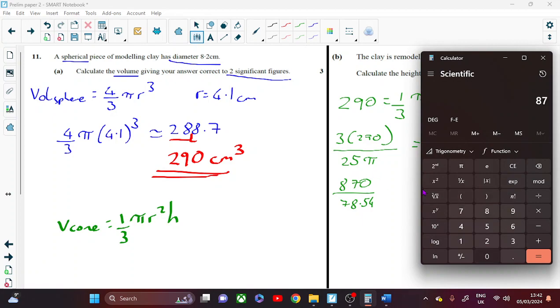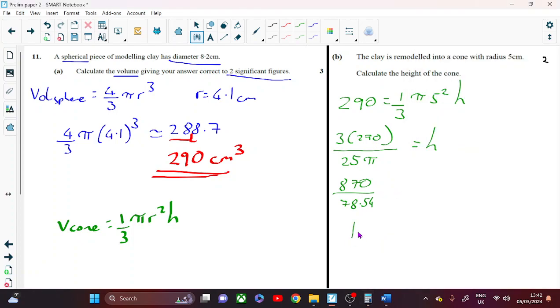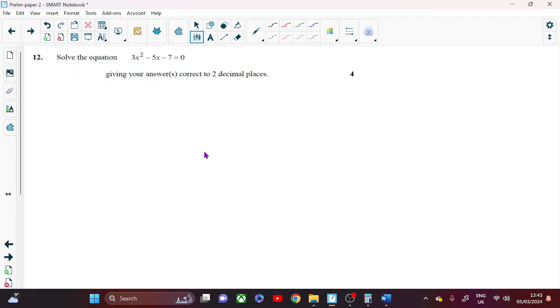So I've got 870 divided by 78.54, and I get 11.077. So I've got the height equals approximately 11. I'm going to do approximately 11 centimeters. Okay. Right.